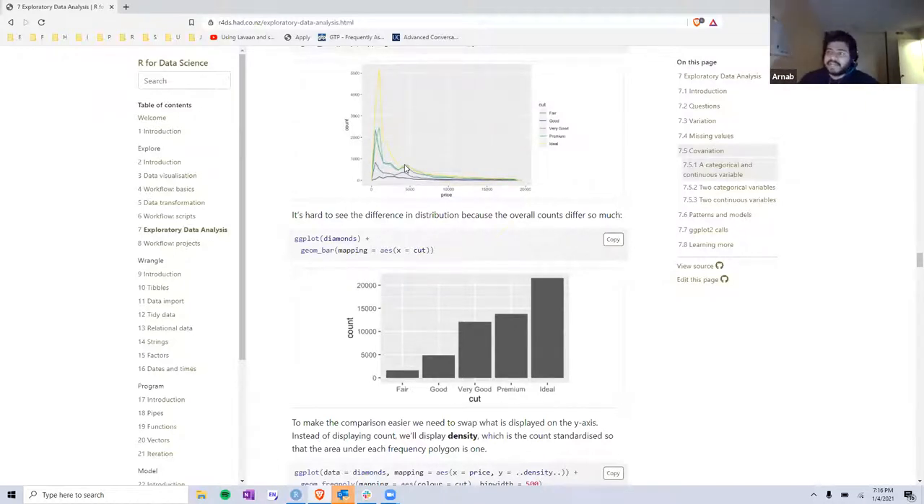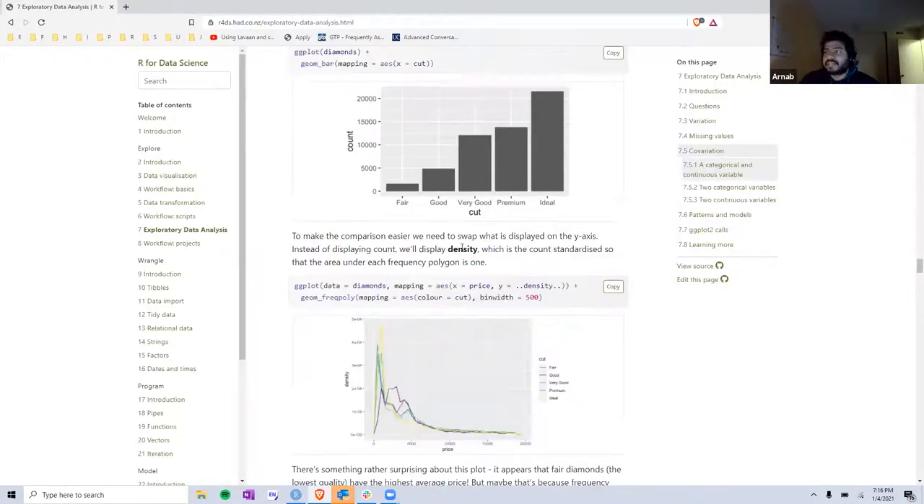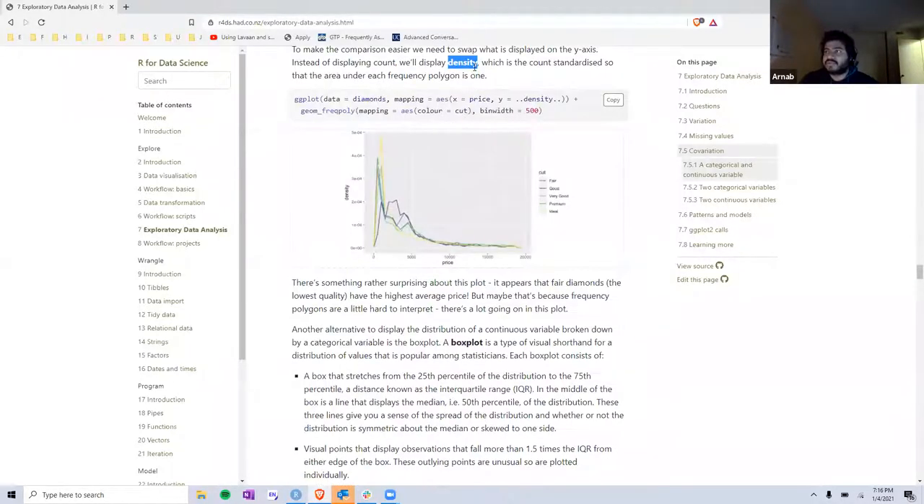So this might mislead us while we are interpreting our data. An alternate to this is to use the density function instead of the count function. Density kind of standardizes that count, and in that kind of a plot, we are then comparing the area under the polygon. As we can see, they used x equals price, y equals density, and then did a geom frequency plot, which created a very comparable graph across different types of cuts.